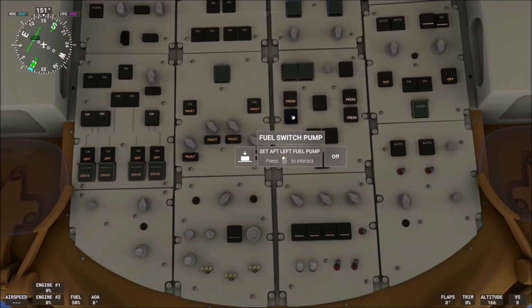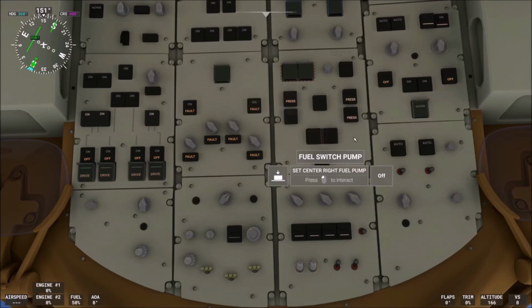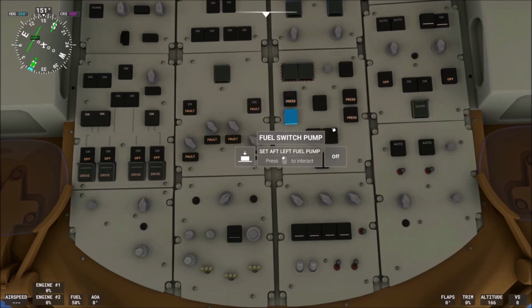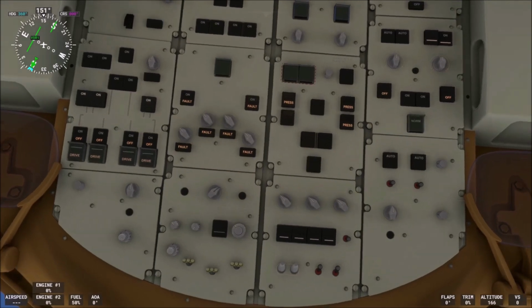And if you press it, it will be on. And here we have the 2 center fuel pumps. All these fuel pumps, you don't touch them at the time being. They remain in the off position. Fuel will start running when we start the engines.